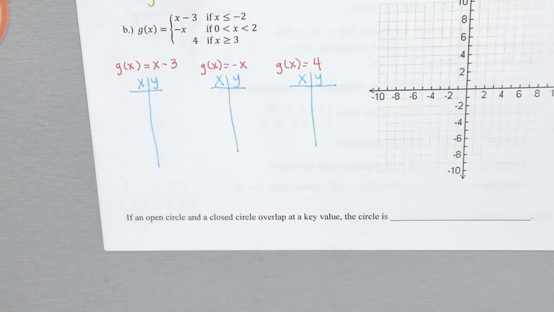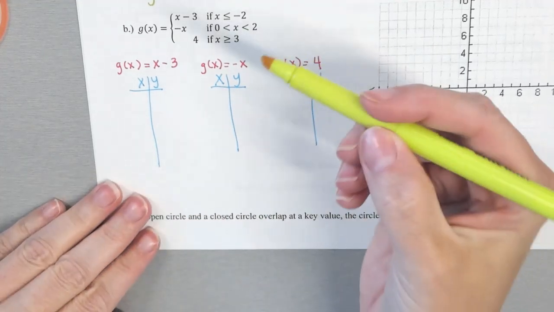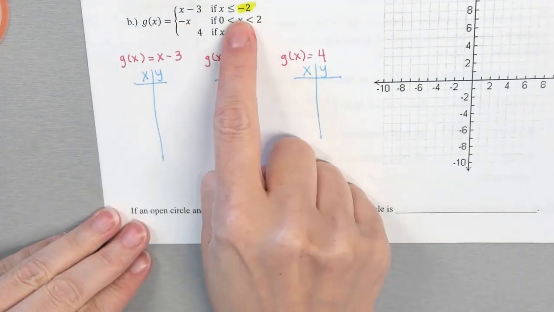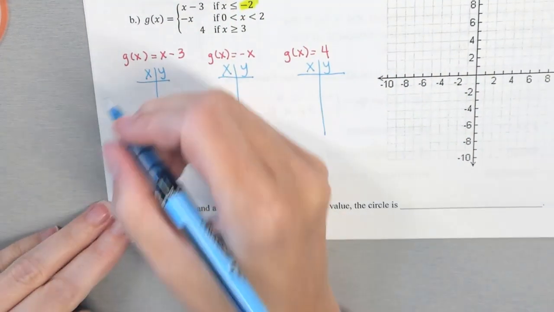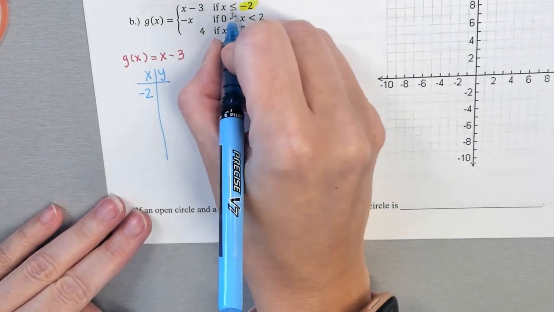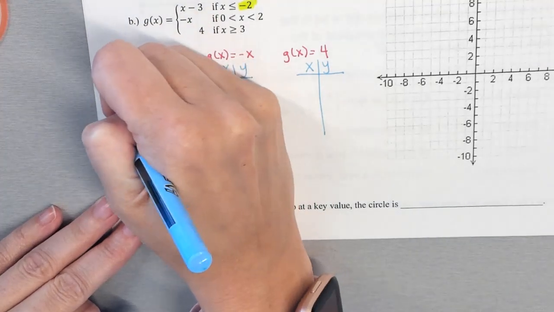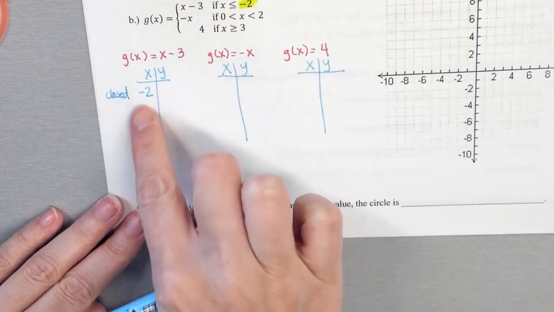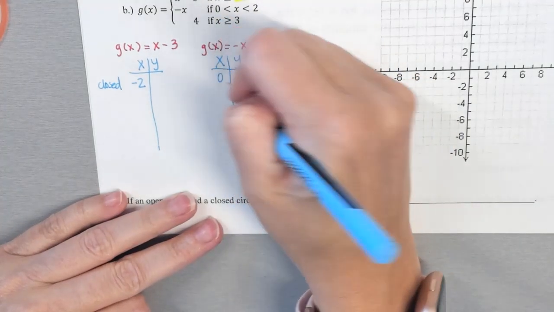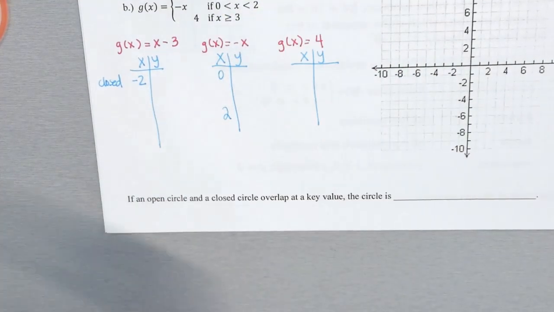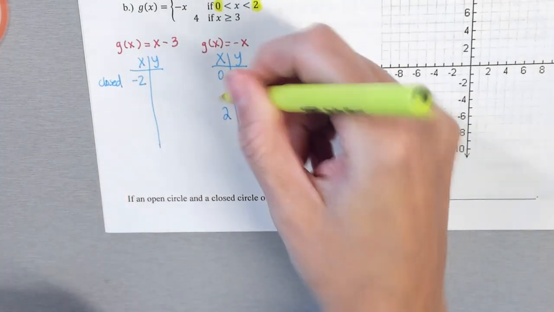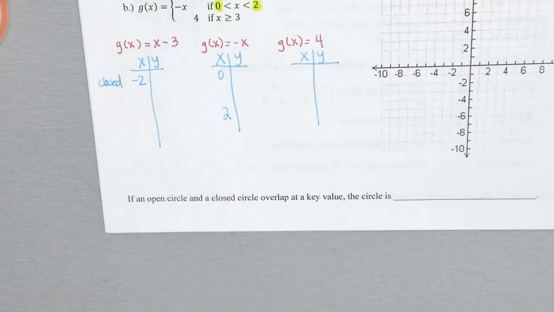Okay, and then when I'm deciding what I want to put on my table, I'm always looking at my key values. So for x minus 3, my key value is negative 2. And then I also just like to put whether it's open or closed. So if there's an equal to, it's going to be closed. I just do that right away because there are so many steps in this process. I want to make sure that when I go to graph, I'm not forgetting about that. And I don't like looking back up here, so I just make myself a note.